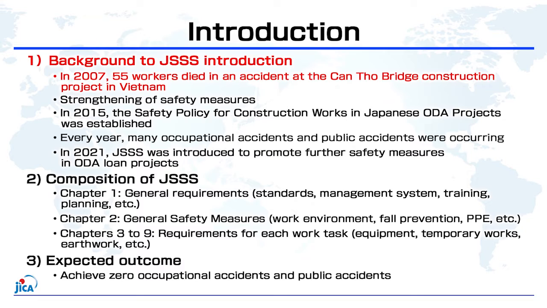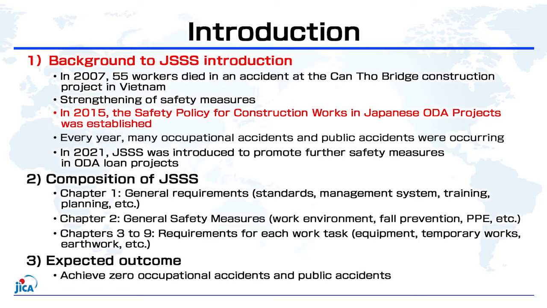JICA strengthens its safety measures for ODA projects in the wake of a tragic accident in September 2007 at the Can Tho Bridge construction project in Vietnam, in which 55 people lost their lives. In 2015, the safety policy for construction works in Japanese ODA projects was established.